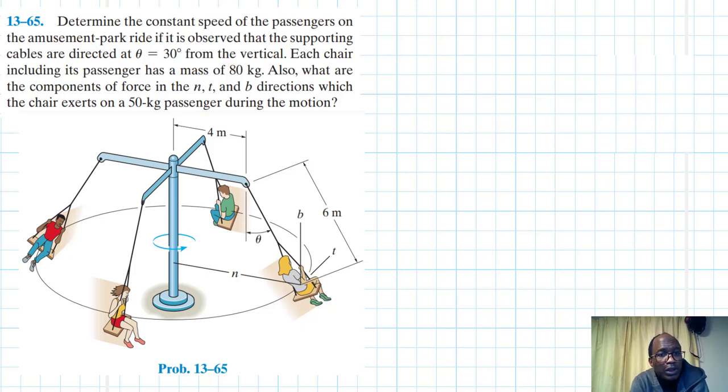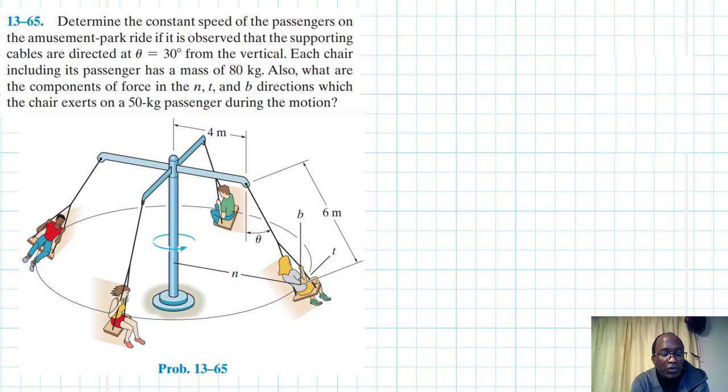The problem reads: determine the constant speed of the passengers on the amusement park ride if it is observed that the supporting cables are directed at theta equal to 30 degrees from the vertical. Each chair, including its passenger, has a mass of 80 kg. Also, what are the components of force in the N, T, and B directions when the chair exerts on a 50 kg package? Also, what are the components of force in the N, T, and B directions which the chair exerts on a 50 kg passenger during the motion?